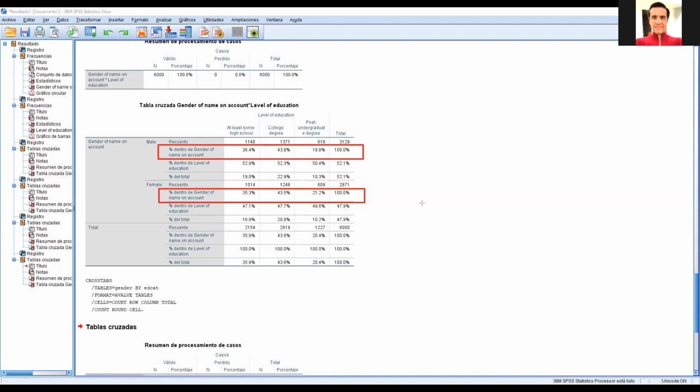No. Post-undergraduate degree, male. Yes, under the gender. So, post-undergraduate under the gender. Let me say it so you can get it. 19.8% of males have a post-undergraduate degree, yes? That is how you have to say it, and it's important to get it, okay?